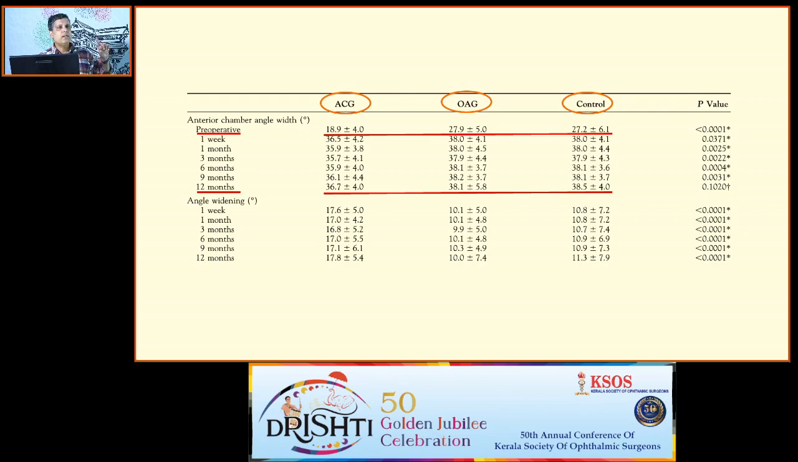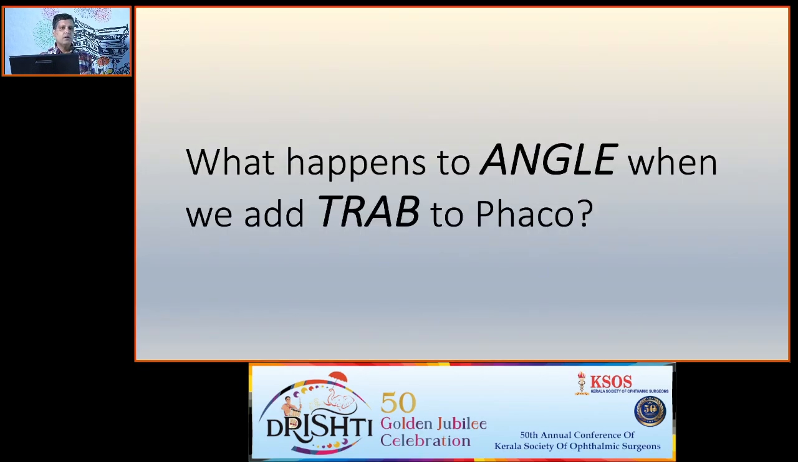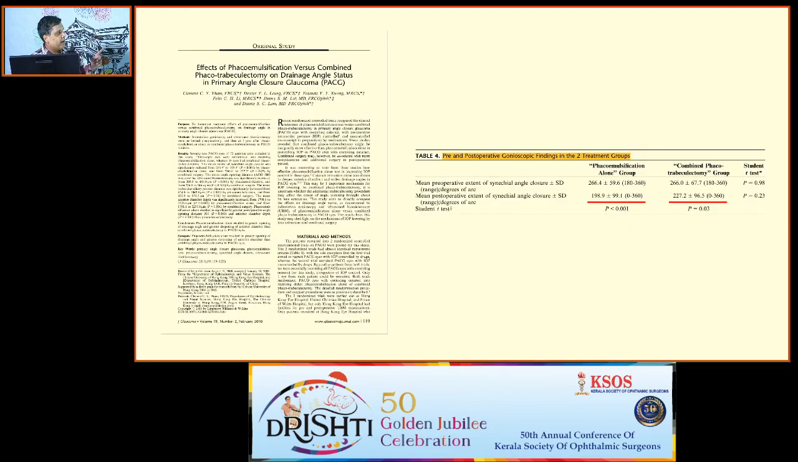But the angle widening is maximum in the angle closure group, though you do have a change even in the other two groups. But what happens to the angle when you add trap to phaco, when you do a phaco trap? So this paper looked at that. They looked at two things. One is what happens to the degree of synechial angle closure, right? The synechial angle closure decreases after phaco and after phaco trap, but to a greater extent in the phaco alone group.